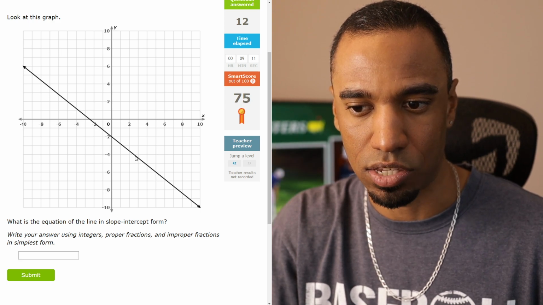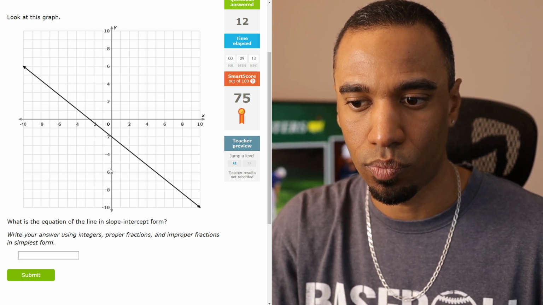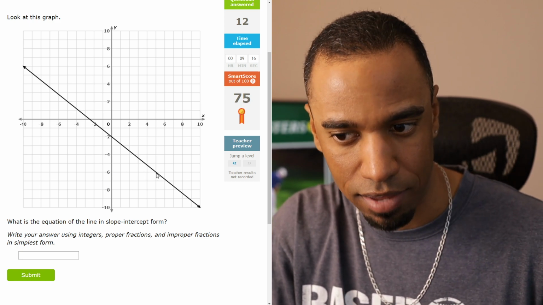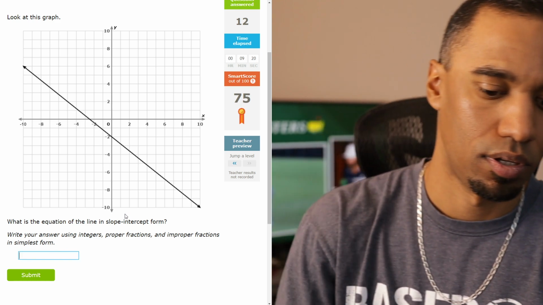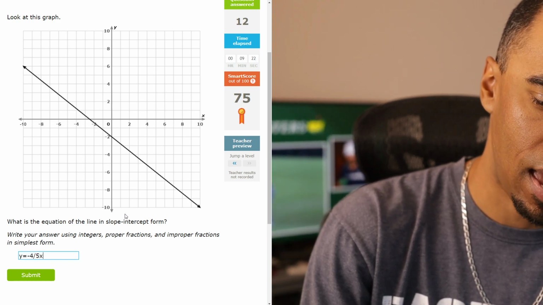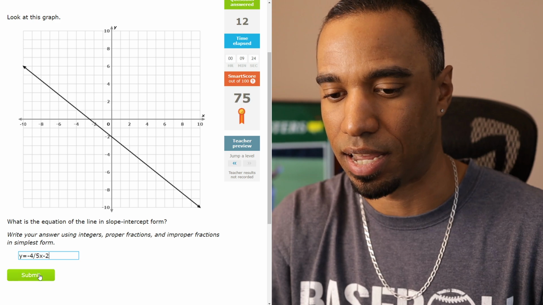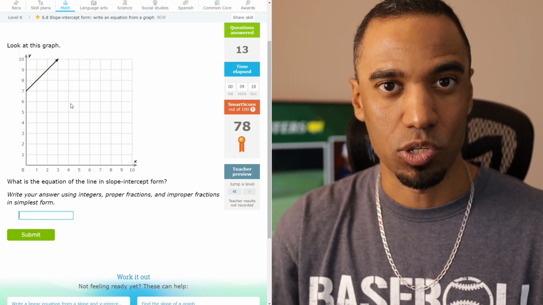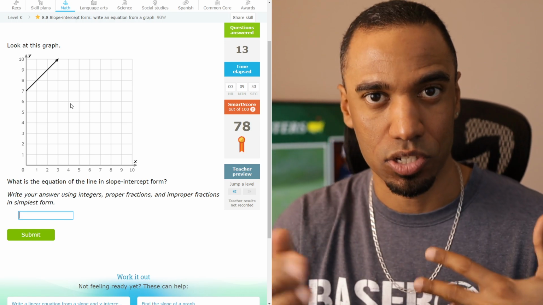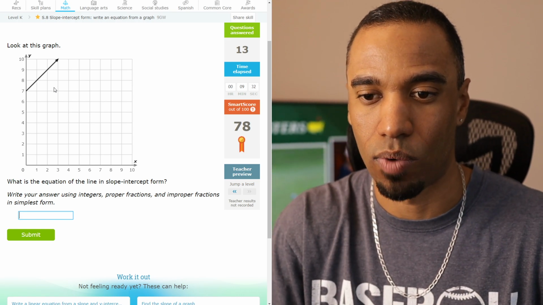And I have to go down this far. Down 1, 2, 3, 4, over 1, 2, 3, 4, 5. Negative 4/5 is my slope. Y equals negative 4/5 x minus 2. Do not forget that x. It'll mark it wrong, because that's not right. X needs to affect y. Anytime you hit a different x, you're going to hit a different y as a result. y depends on x.